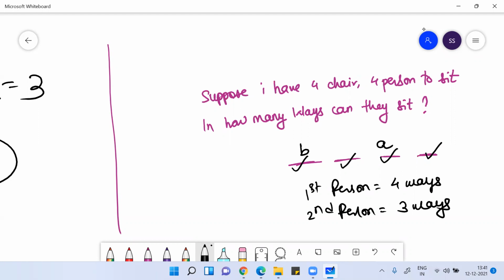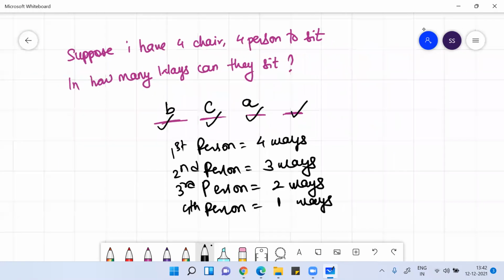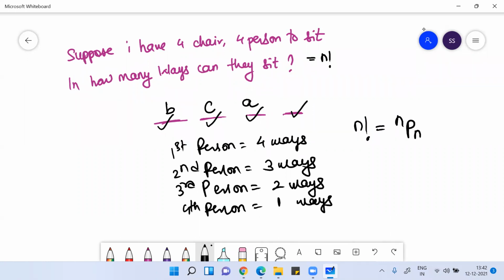Similarly, the third person will sit in how many ways? Similarly, the third person will sit in 2 ways. Similarly, your fourth person can sit in how many ways? No, only one way, whichever place is left. So you need to understand that n persons, n chairs, is done in n factorial ways. Please understand this. That is what n factorial is all about. The other way you can write n factorial is nPn. Both mean the same thing.